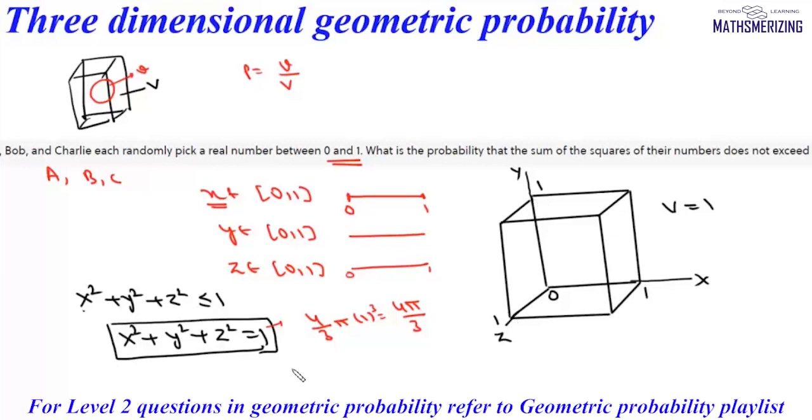So this required volume, or our favorable volume, will be simply 1 by 8 into 4 pi by 3, and it will be simply pi by 6. So now we have our total volume and our favorable volume. So this required probability will be simply pi by 6 by 1, which is simply pi by 6.